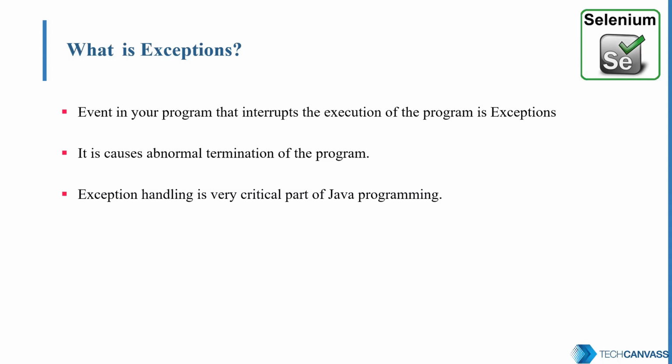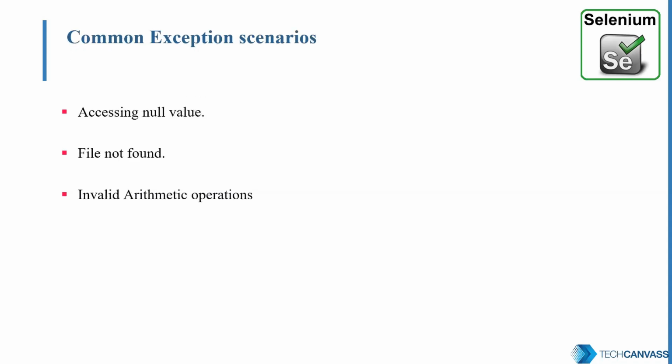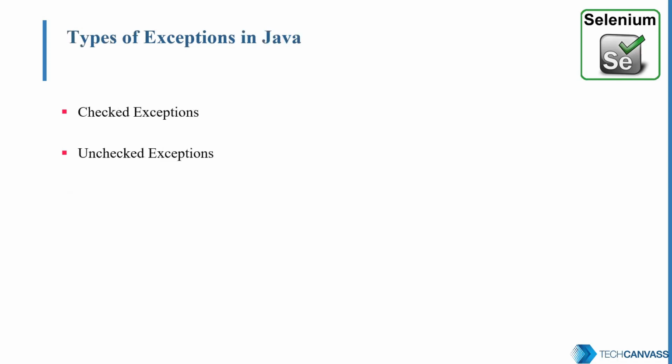In Java, there are many ways to handle such scenarios, and this process is called exception handling. Programmer can therefore take corrective actions over it. Let's see some common exception scenarios in Java. For example, trying to access null value, like checking the length of a string which is null. In file handling, provide improper path. Apply some invalid arithmetic operations.